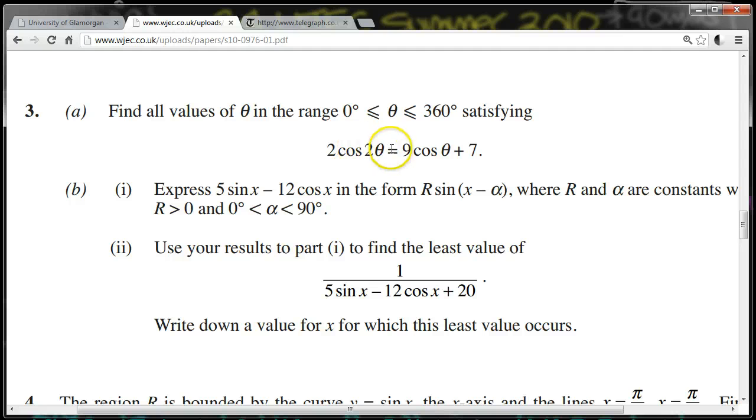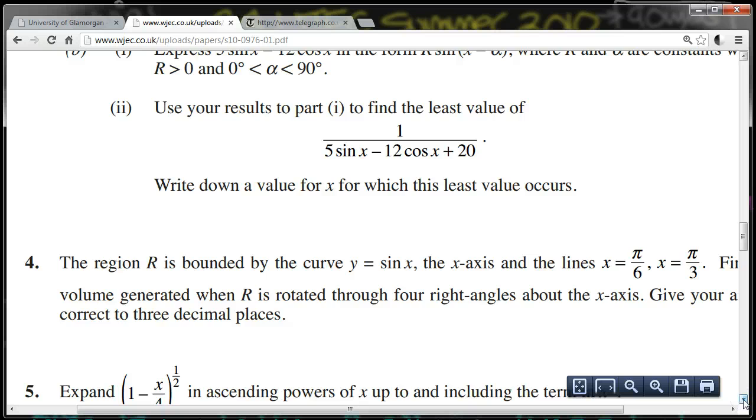3 is on trig, double angle formula here, so we'll get a quadratic in cos. This is the compound formula here, and then the least value of this, if you put the value here that you get in here, it'll be R sine of something plus 20. The least value will occur when the denominator is biggest, isn't it? So when that's biggest, plus 20 is biggest, then this will be least. So look out for that one. 3 part B.